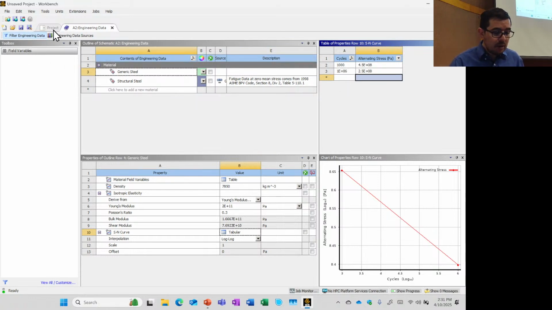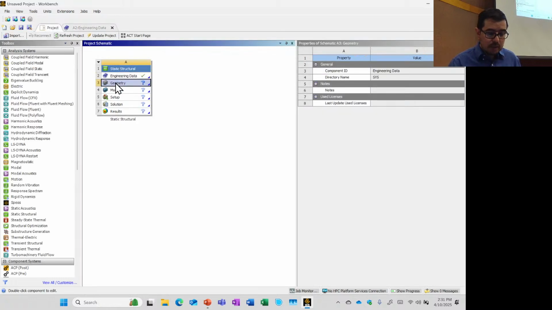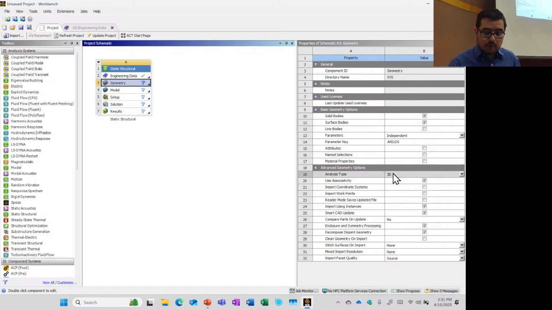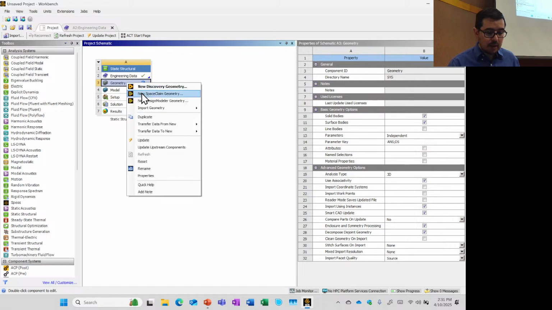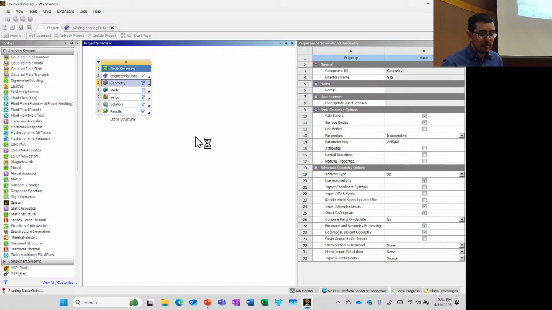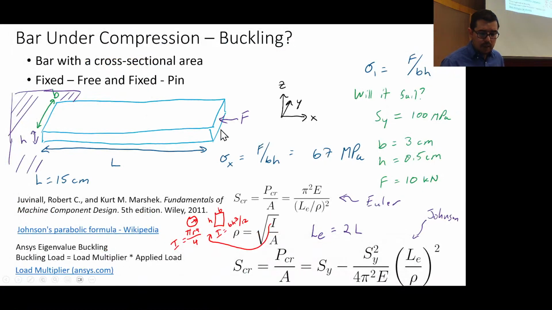We're going to go back to the project, and we'll use SpaceClaim for the geometry. We will do 3D geometry, so we can leave that like it is, and we'll do new SpaceClaim. For this problem, again, the thickness is going to be 5 millimeters or half a centimeter, the span will be 3 centimeters, and the length will be 15 centimeters.